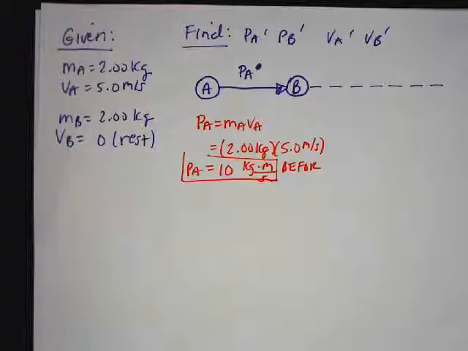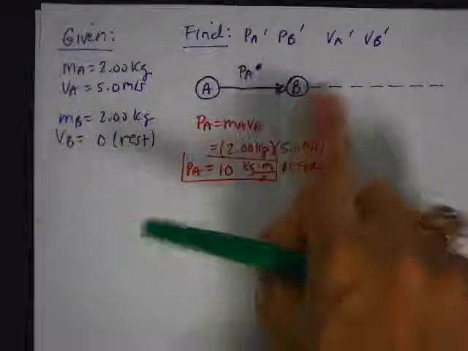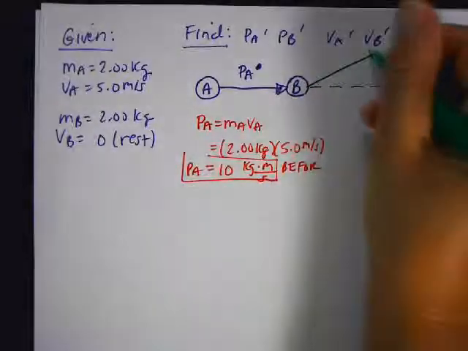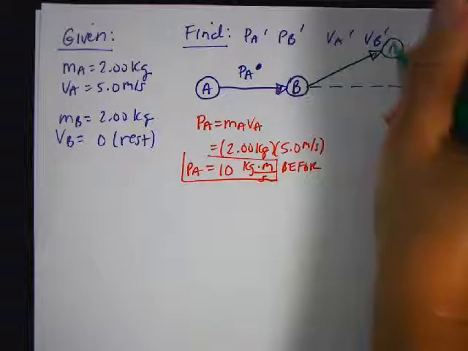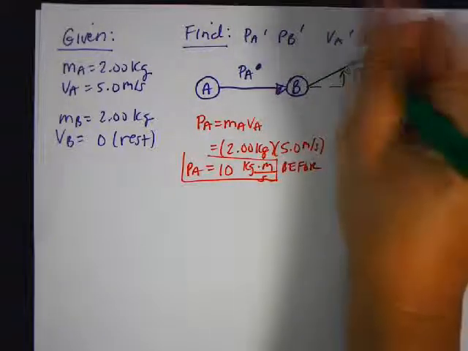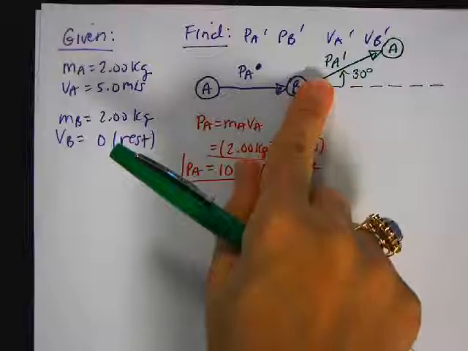After the collision, now remember the collision's like the equal sign. After the collision, the first ball moves off in a direction 30 degrees to the left of its original direction. So here's ball A's original direction. So this would be 30 degrees to the left. So this angle here is 30 degrees, and this vector represents PA prime. This is the momentum of ball A after collision.